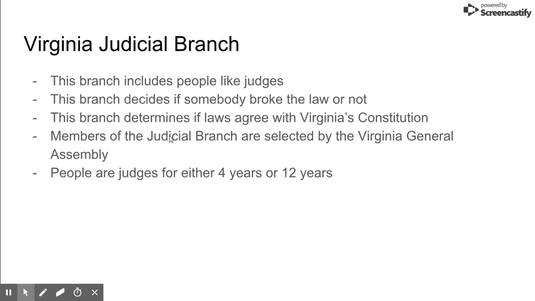And members of the judicial branch are selected by the Virginia General Assembly. So people in the judicial branch, they're not elected by the people. The Virginia General Assembly chooses who's on the judicial branch. And people are judges for either 4 years or for 12 years.